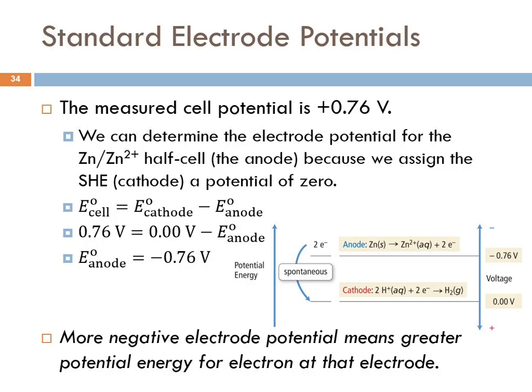Well, that sentence was great until I left out some words. Let me fix. Okay, so I fixed the slide. A more negative electrode potential means greater potential energy of an electron at that electrode. So the electrons are moving away from the anode because of its relative negative charge. The more negatively charged that is, the greater the potential energy that pushes them away. Any questions?